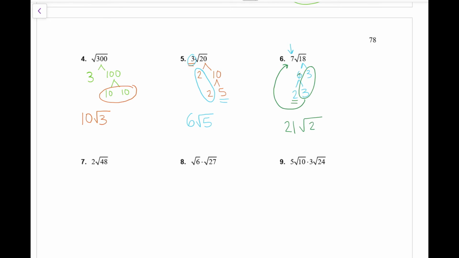Now we're not going to have this 6 anymore in there because it broke down to 2 and 3, so we don't use that anymore. So our answer would be 21 square root of 2.